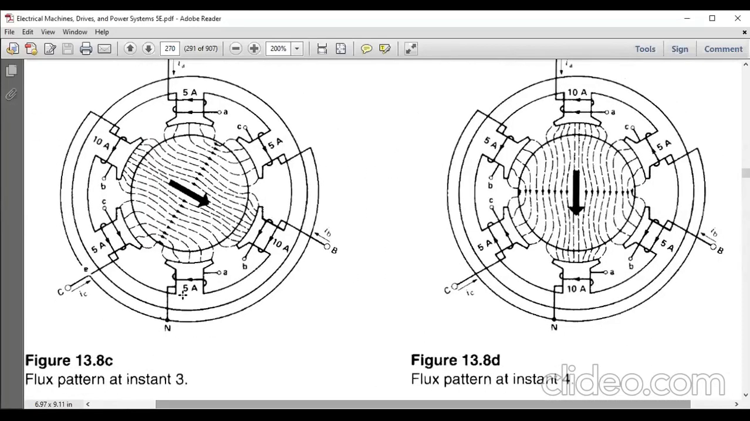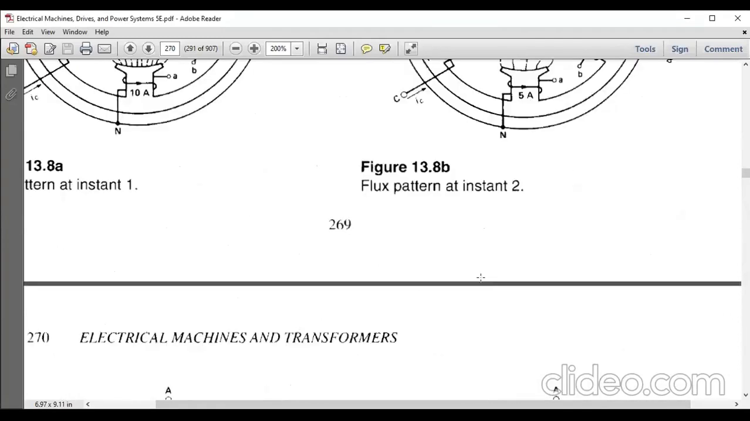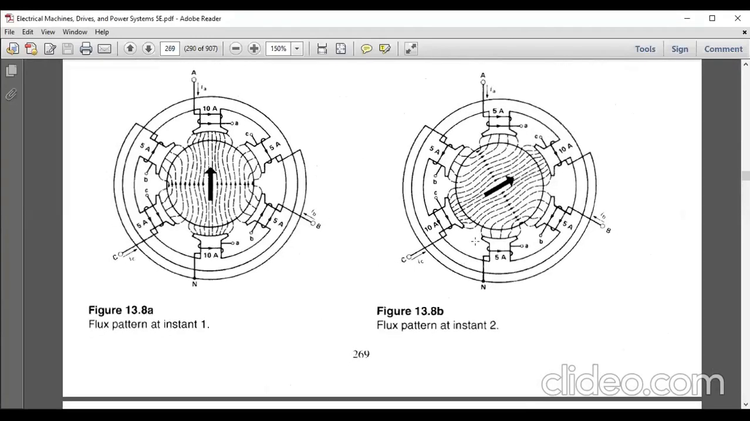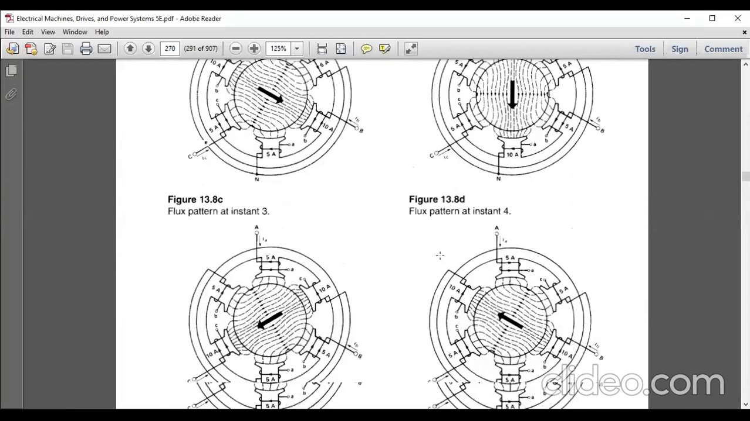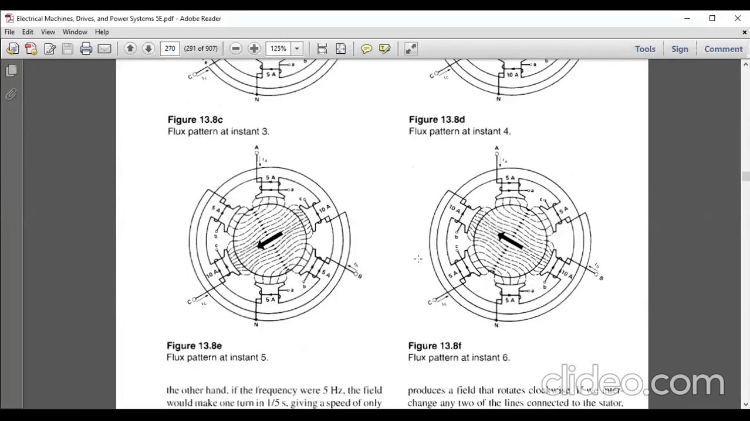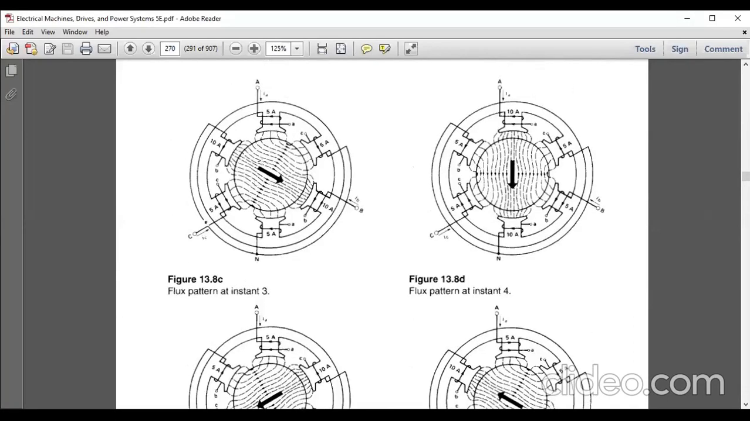Okay, so look at this figure at instant 3. See how it is rotating. From this you can say that it is in the clockwise direction, but the rotor rotates anti-clockwise. Remember that this is based upon the force developed. So like this, a rotating magnetic field.